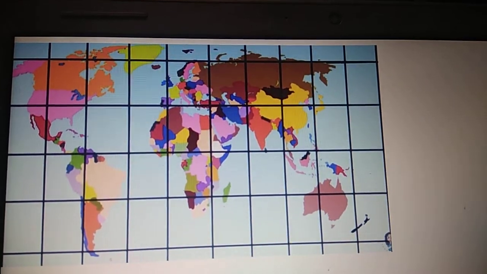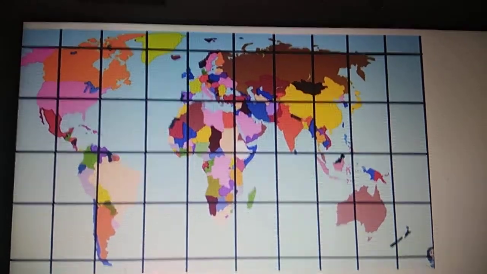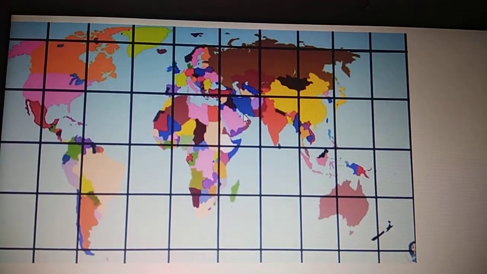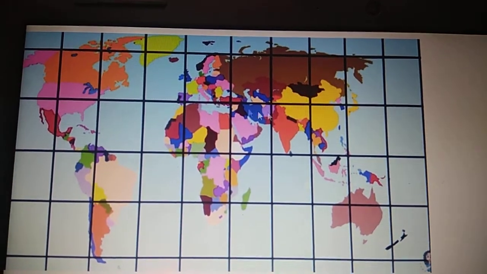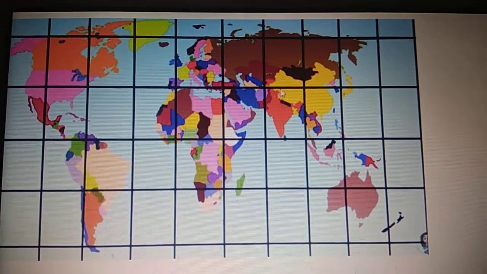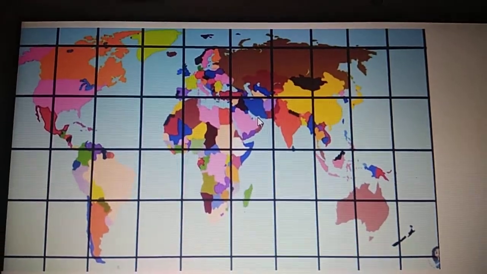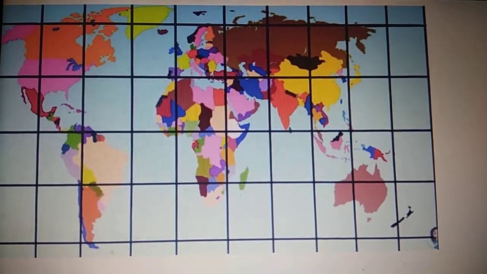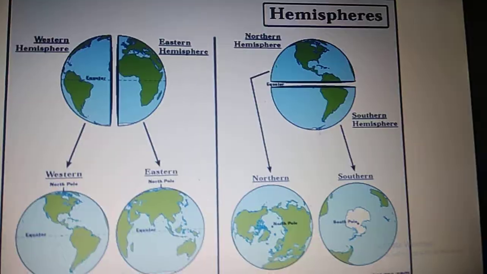Now this is how these lines look on the map. You can see these standing lines are longitude and sleeping lines are latitude. Now with the help of this grid, we can find any place in this world, and that is what the GPS system also uses, by the help of these latitudinal and longitudinal lines.